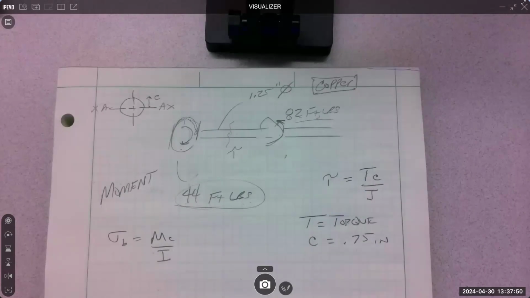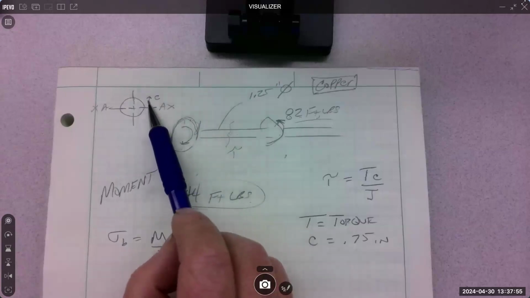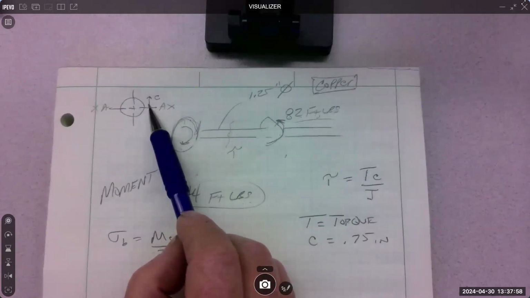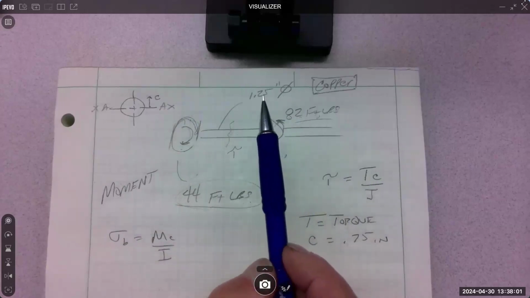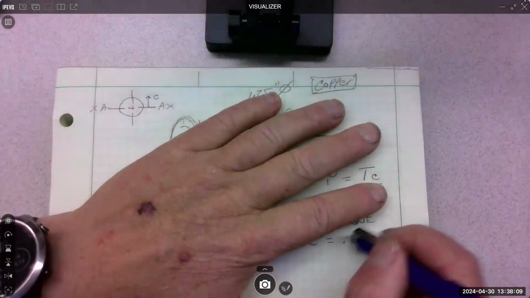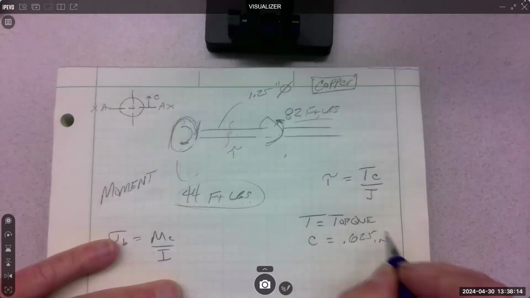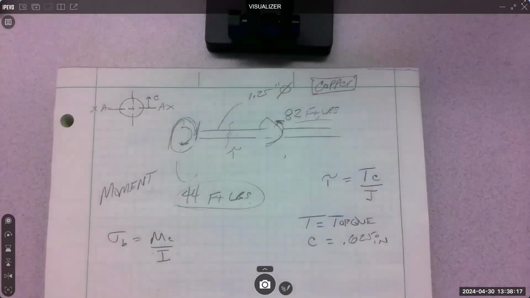C is 0.75. Our diameter is? C is? Oh, half of. That can't be half. Who gave me that number? Isn't it like 0.625? Yeah. Thank you. That was Kevin correcting us there. That's why we don't do math in our head. That looked wrong.